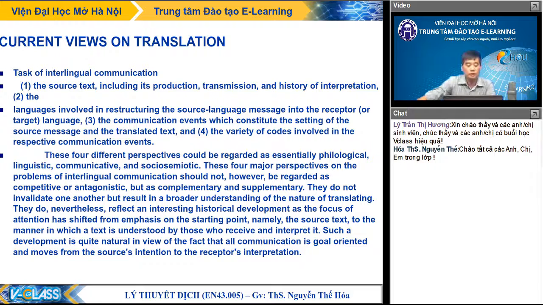In order to do the translation, we have to take into consideration some of the matters about interlingual communication. You know that doing the translation is a process of communication. Now, here we have to consider the short text, including the production, transmission, and history of interpretation.